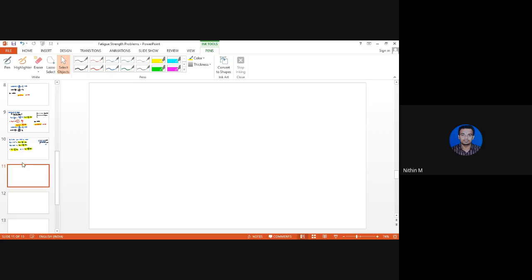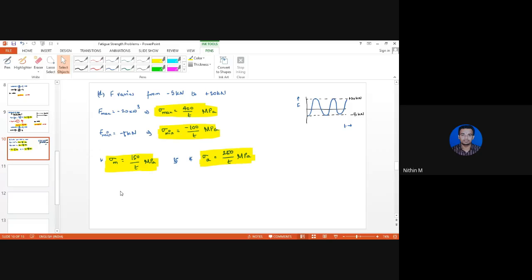Okay. Then again go back, consider equation star, substitute the values of sigma a and sigma m here. That will be 0.01062 times 250 divided by t plus 150 divided by 290t is equal to 1 by 2. So upon solving, 6.34.